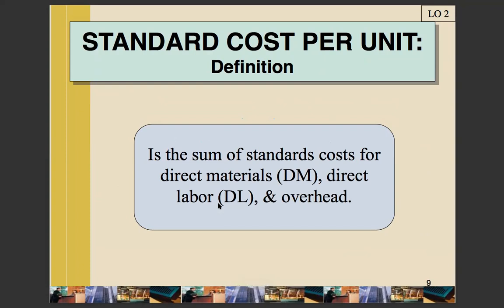So the standard cost can actually be used for service organizations. So how about in the manufacturing firm? The standard cost per unit is actually the sum of the standard costs for direct material, direct labor, and overhead. Okay, so how about the standard cost sheet that I mentioned before at the very first time? This will provide the detail underlying the standard unit cost.